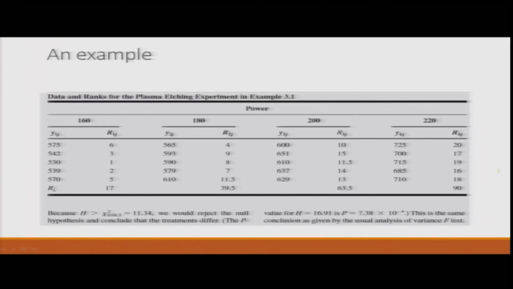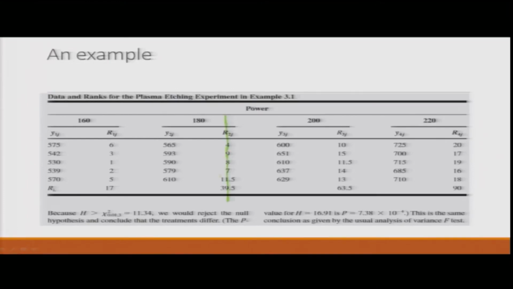The rank values are given as Rij. You rank them, so the first one would get the rank of 6th, then 3rd, then 1st, 2nd, 5th, and the total rank is 17. You add them up, then you find out for the power for 180 what the Y2Js are, you put them, and rank them. Those ranks are given in the 4th column, which I am highlighting.